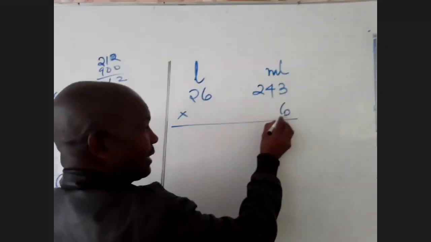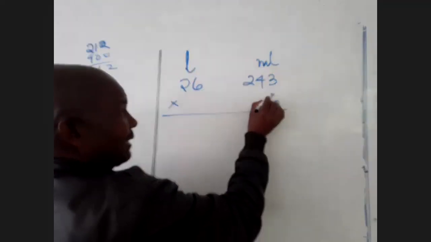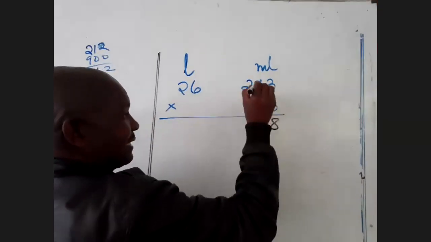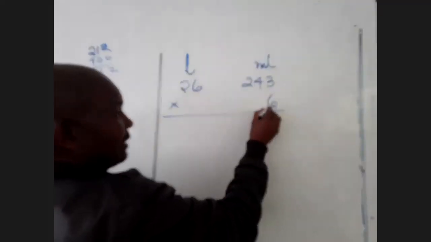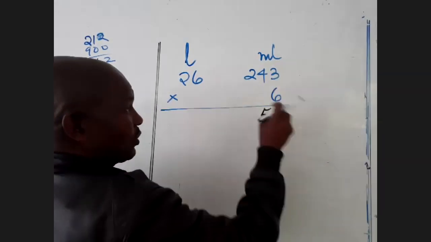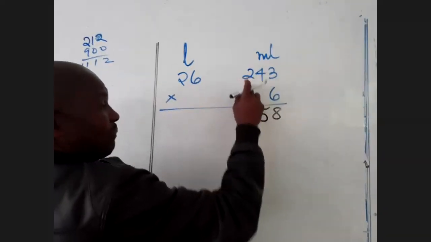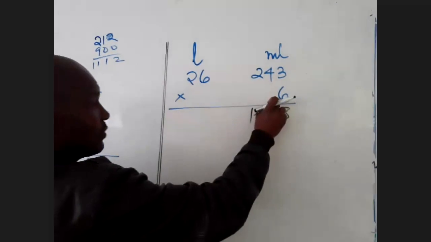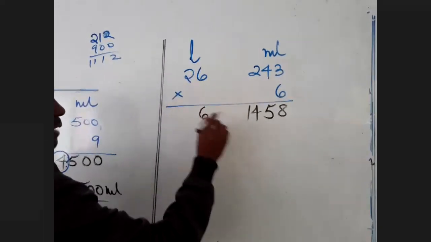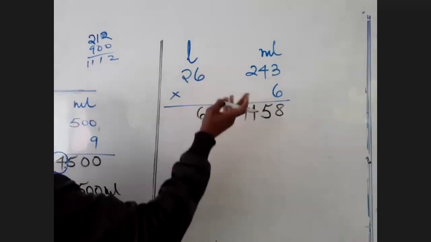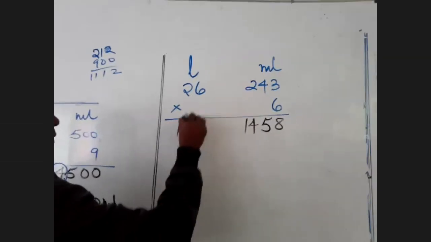6 times 3 is 18. You're carrying 1. 24 plus the 1 you carried, 25. You're carrying 2. 12 plus the 2 you carried, 14. Leave it at that. Don't carry anything for now. 6 times 6 is 36. I'm carrying 3. 6 times 2, 12, plus the 3, 15.